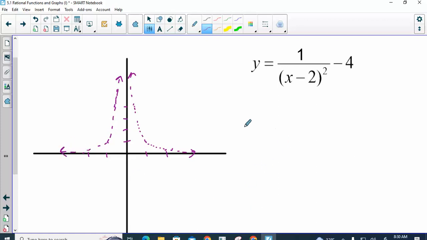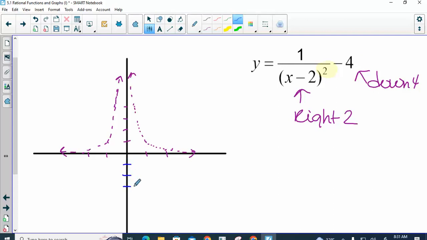Alright, so we have our parent function. What are the transformations? Down 4 and right 2. And I knew that it was this shape because of the square. That told me it was the squared one, so it looks like this. Now, if I move down, which asymptote does that move? The horizontal. So my horizontal one is at -4. And moving left or right moves my vertical, so my vertical is at 2.